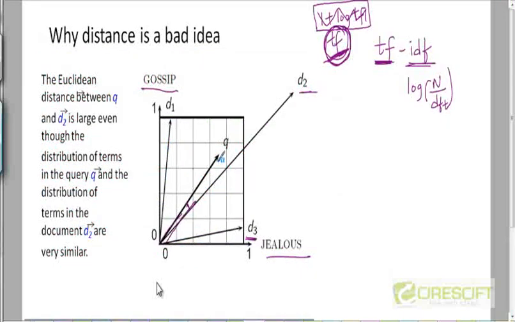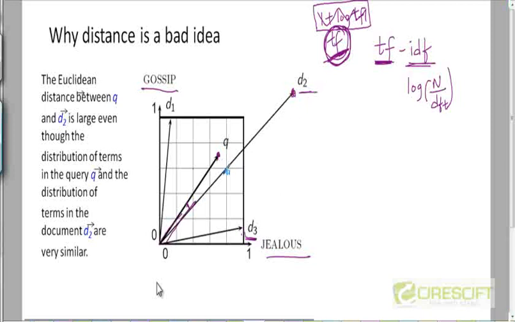In a similar way, you can see that it won't work here as well, because the query has both these terms. This document has both of these terms, but if you look at the Euclidean distance between the query and the second document, it's more than the distance between Q and D3 and Q and D1. Even though both D1 and D3 have just one of the two query terms, whereas D2 has both the query terms, still the distance between Q and D2 is longer. And that's because we have not normalized these vectors. The normalization is important.